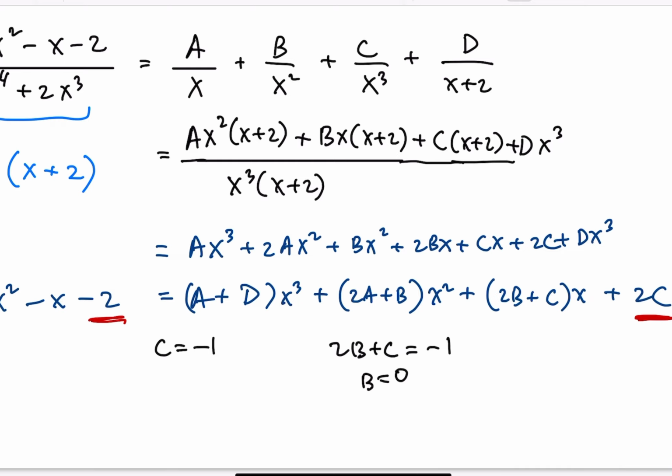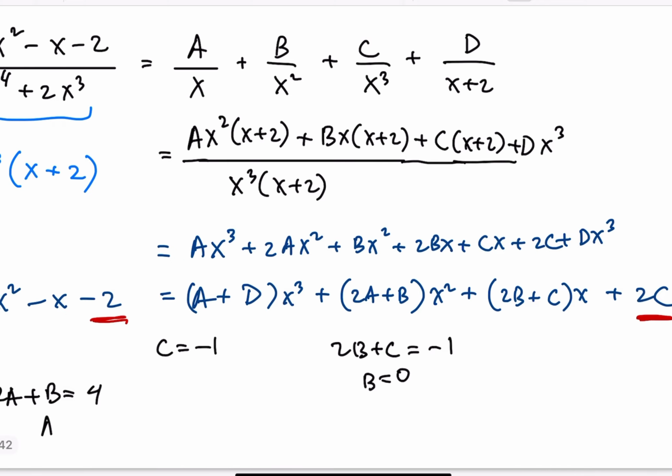And the 2a plus b is 4. B is 0, so a will be 2. Okay. And a plus d is 0. So d is negative 2.